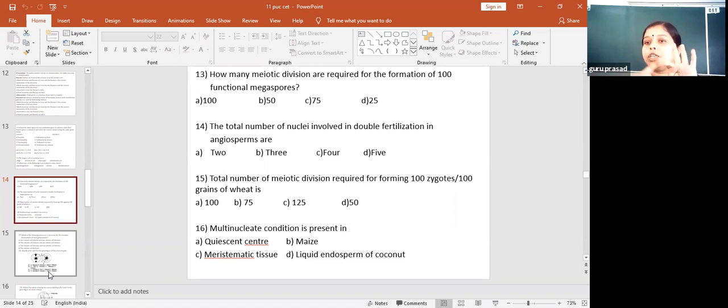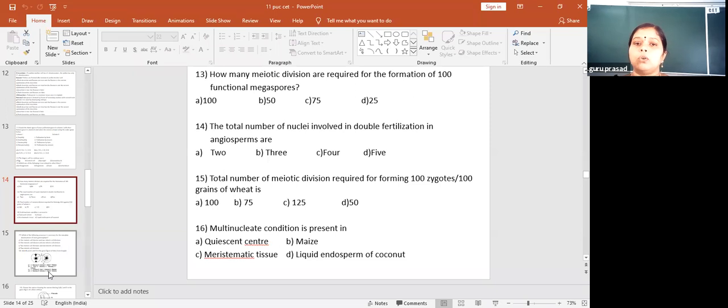So that's why, for the formation of 100 functional megaspores, it is not completed by only 25 meiotic divisions. We require how many? 100 meiotic divisions. So which is the correct option here? 100, not 25. Right. So we have to read this type of question carefully. Seeing megaspores and meiotic division, you should not immediately calculate and tick 25. Which is the correct option here? 100. Why? For the formation of functional megaspores, we require 100 meiotic divisions, because after each meiotic division, of course 4 megaspores are formed, but only 1 will be functional and the remaining 3 will be degenerated. For the formation of 100 megaspores, we require 100 meiotic divisions. This is how we have to solve such questions.